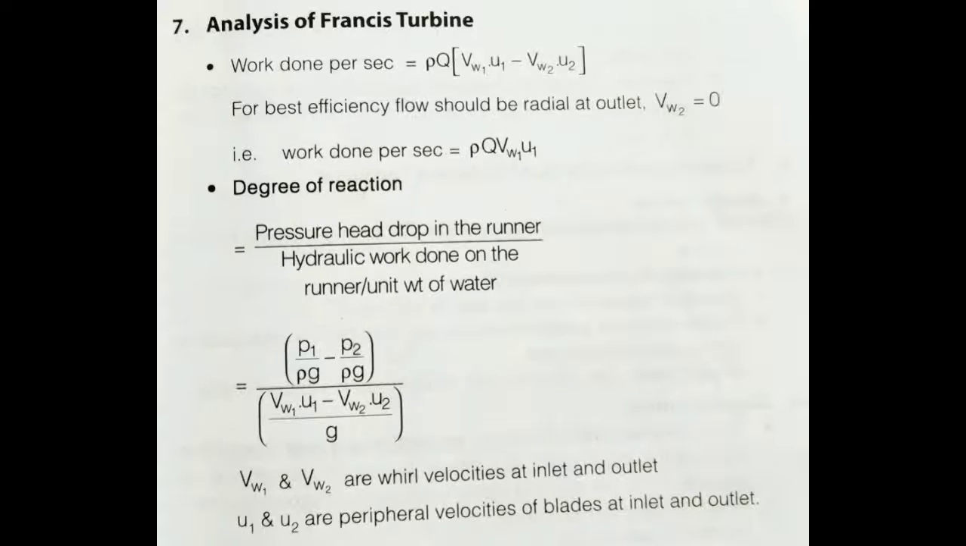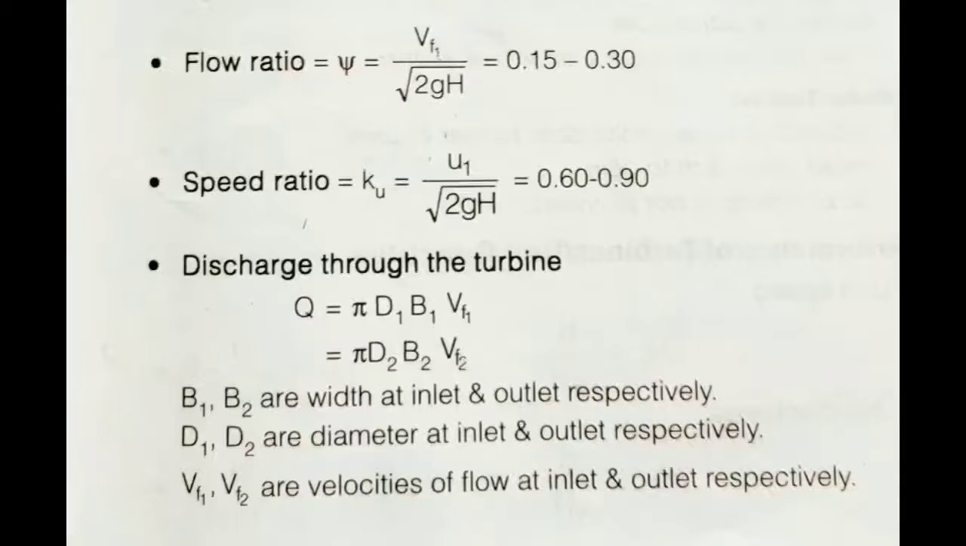And this is the analysis of Francis turbine. In this Francis turbine, all these terms we are also going to learn: work done, degree of reaction, flow ratio, speed ratio, discharge through the turbine. You see, flow ratio ψ is equal to Vf1 by root 2gH. Speed ratio Ku equal to U1 by root 2gH. Discharge through the turbine Q equal to π D1 B1 Vf1.